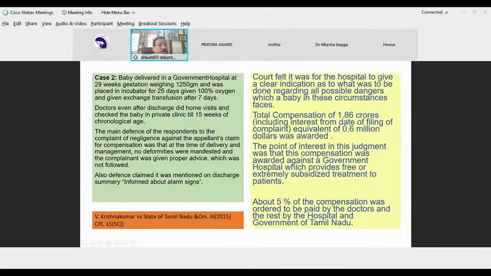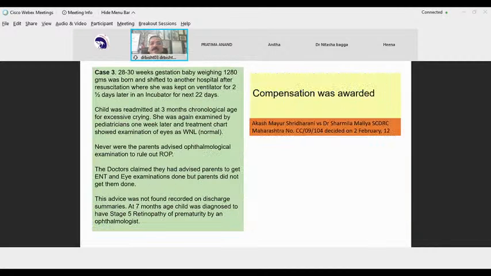And the other case here also, is of a baby of 28 to 30 weeks gestation. The baby was born and then shifted to another hospital. At 3 months chronological age, the baby was noted for excessive crying, and she was again examined by pediatricians. Never were the parents advised about an ophthalmological examination to rule out ROP. And yes, compensation was awarded for that.